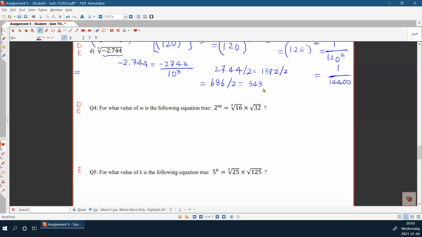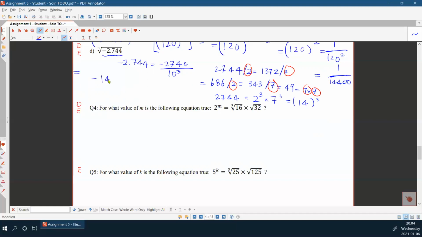343 cannot be divided by 2, 3, or 5. So let's try a 7, which gives us 49. 49 is 7 by 7, right? So we have factors 2, 2, 2, 7, 7, 7. That means the number here is 2 to the third power times 7 to the third power, which is 14 to the third power, right?